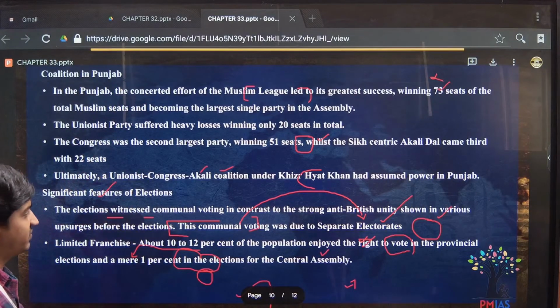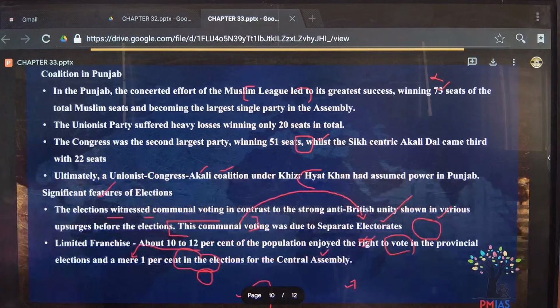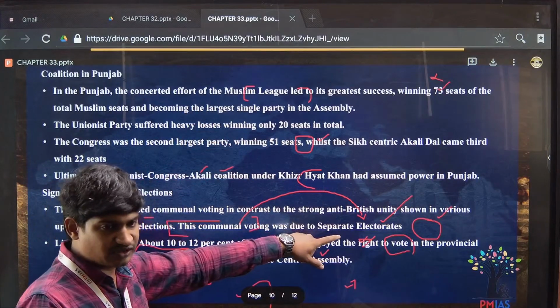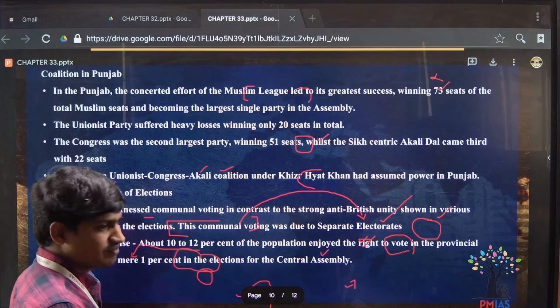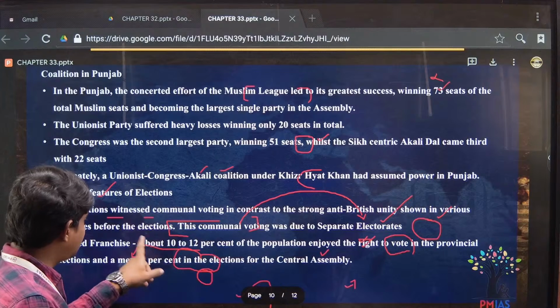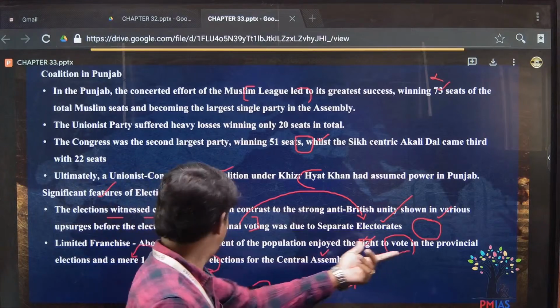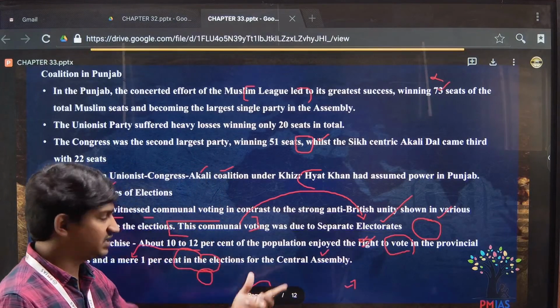And the significance of the election is that it was against the strong colonial mindset. People in 1945 and 46, the 1940s, were clear that they needed to get independence from British rule. The communal differences arose because of the separate electorate, even though reservations were brought in. There was also limited franchise: only 10 to 12% of the population enjoyed the right to vote in the provinces, and only 1% in the Central Assembly.